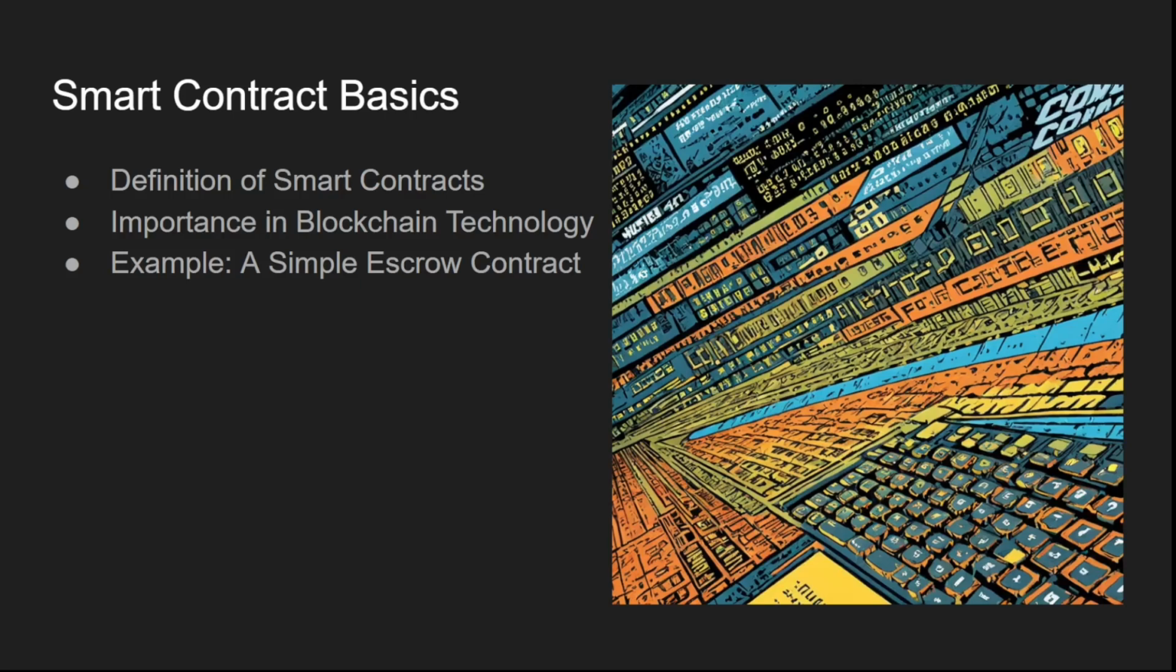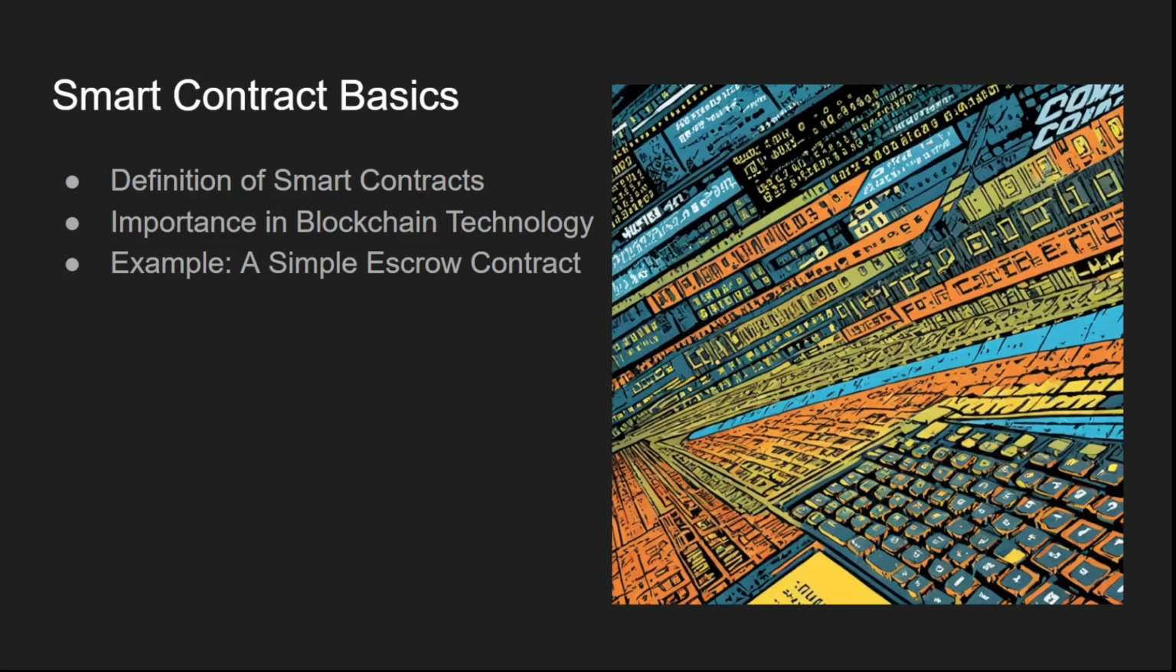For instance, let's consider a simple escrow contract. In a traditional escrow agreement, a third party holds and regulates the payment of funds required for the two parties involved in a transaction. In a smart contract, this process can be automated. Here's a simple example. Let's imagine that Alice wants to buy a digital asset from Bob. Alice and Bob both agree to use a smart contract for this transaction.